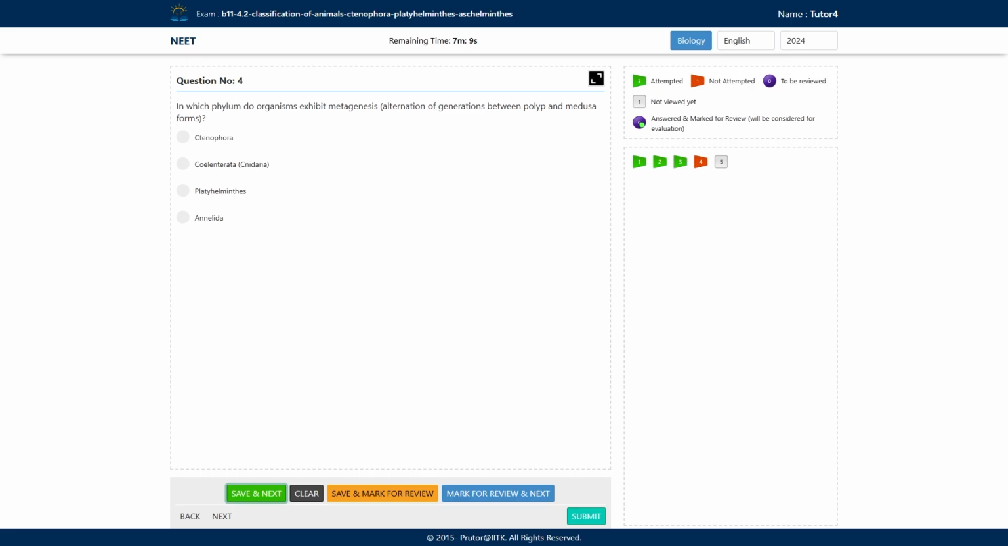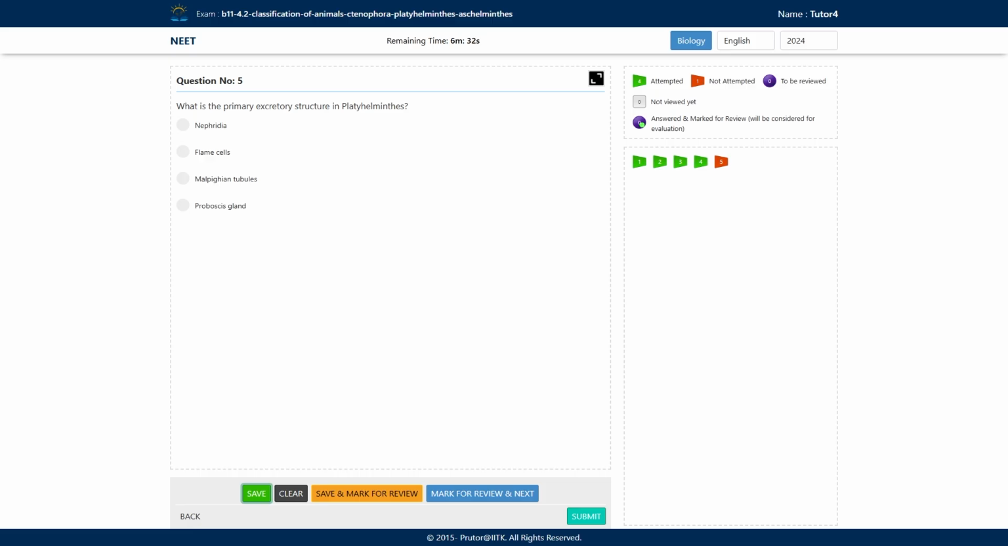In which phylum do organisms exhibit metagenesis, the alternation of generation between the polyp and medusa form? A, Ctenophora. B, Coelenterata or Cnidaria. C, Platyhelminthes. And D, Annelida. Today we studied the phylum Cnidaria, or Coelenterata, and there we saw the polyp and medusa stages. So we will opt for option B, save, and move to the next question.